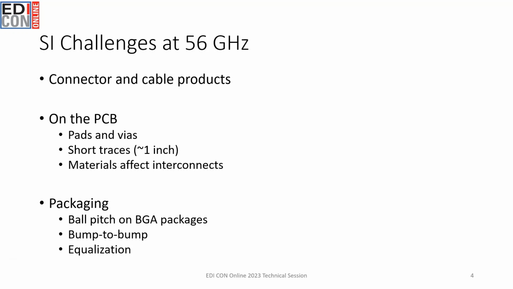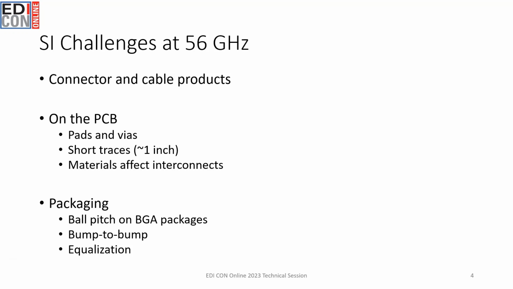However, on the PCB, when we start to look at the PCB and how we are routing signals between different elements on the PCB, we see several areas where there are SI challenges that will arise at 56 gigahertz. So the first is pad design and via design. The second is in our traces, and traces are, of course, lossy, both in terms of copper loss and dielectric loss, and so they generally start to get shorter. Then material selection will also affect interconnects. It not only affects the loss, but also things like crosstalk.